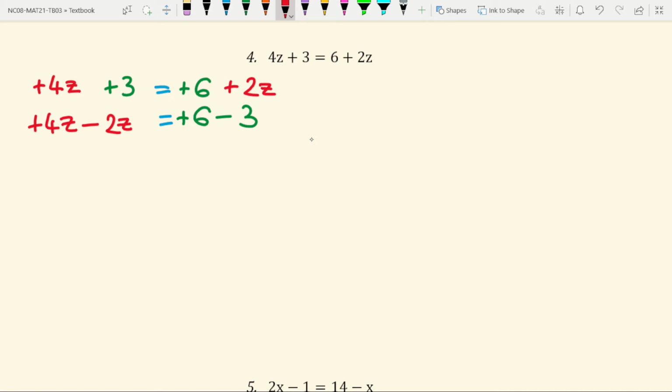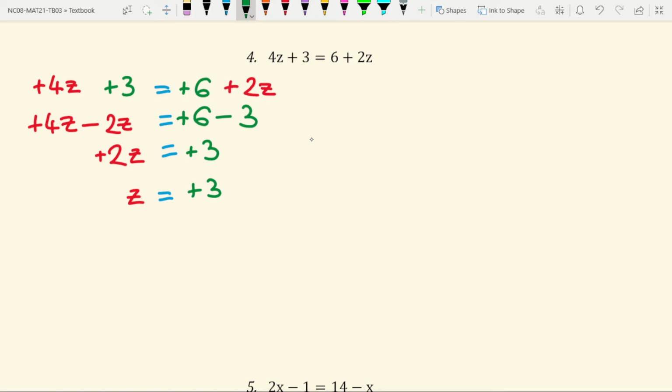Plus 4z minus 2z is plus 2z. So plus 2z is equal to plus 6 minus 3. Plus 6 minus 3 is nothing but plus 3. So we require the value of z. So z will be equal to plus 3, which is already in the correct place, it is a known term, and here plus 2 is also a known term.